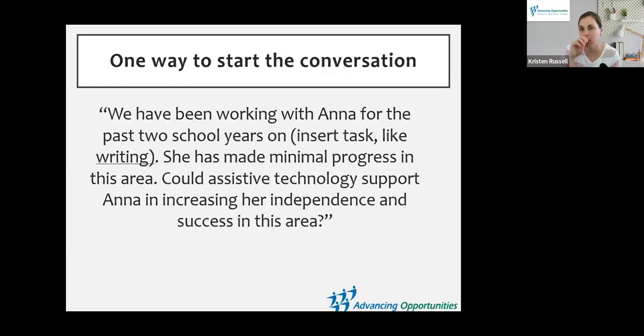One way to start this conversation, and I'll say it again because I think it's a good way to break the ice: We've been working with Anna, or whatever your student's name is, for the past 2 years on whatever the task is, reading, writing, whatever it may be. She's making minimal progress despite all of the interventions that the school's doing. Could assistive technology support Anna in increasing her independence and success in this area?